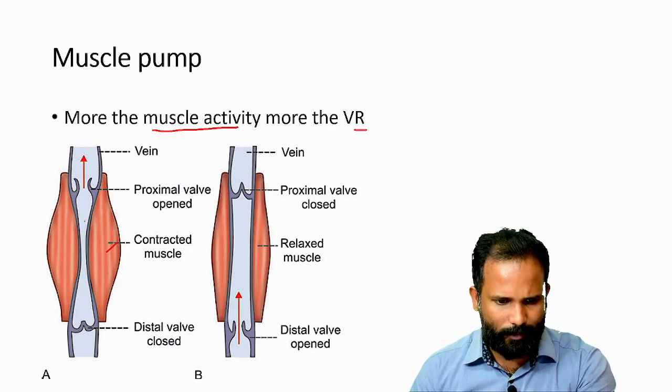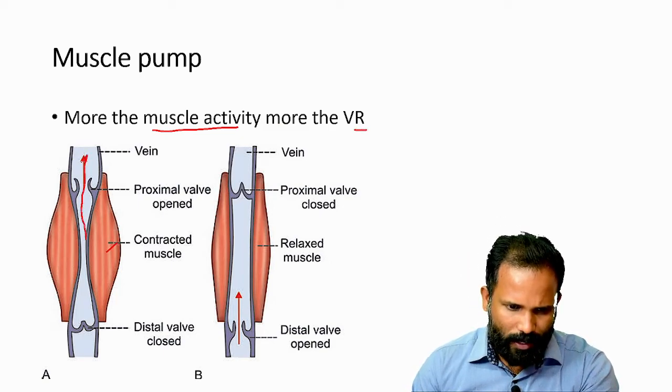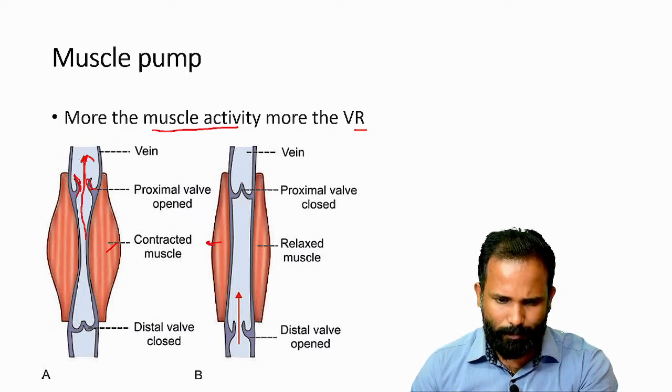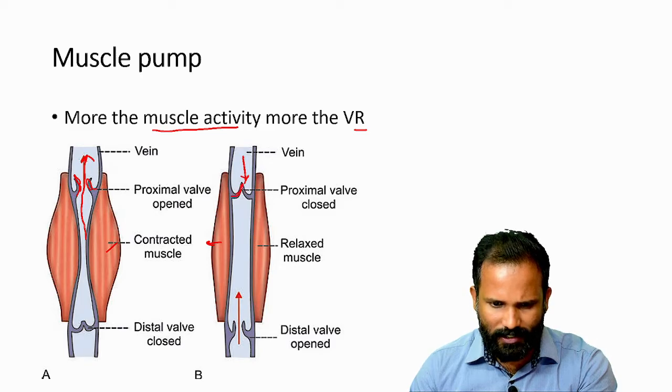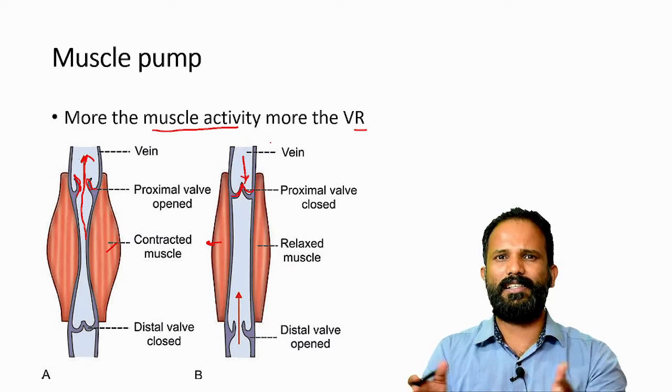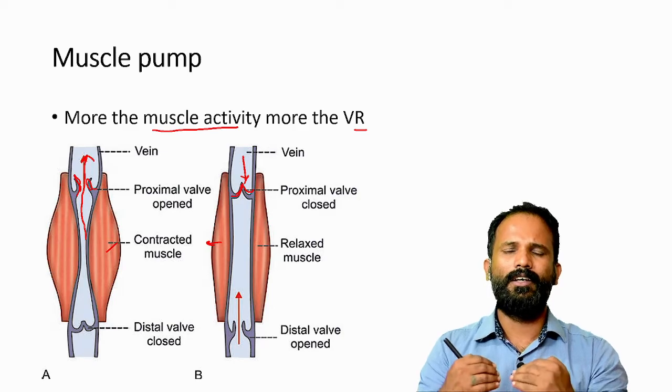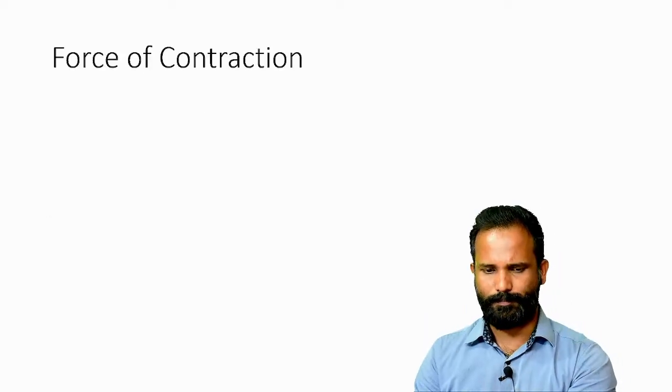Here is the contracted muscle and the blood is pushed up as the valves open. When the muscle relaxes, the blood tries to come back but the valves close. In this way, contraction and relaxation of the muscle causes the blood to move towards the heart.